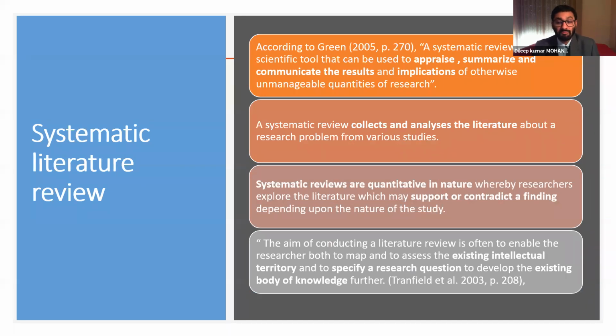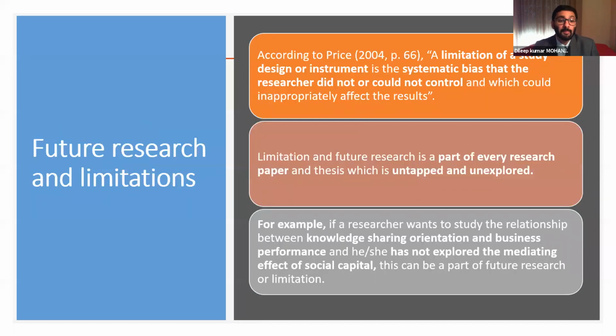So conducting a literature review often enables the researcher to both map and assess the existing intellectual territory, future research and limitations. You have to go to the limitation part of the research, where the existing research scholars could not catch up with some of the variables which are closely connected with the problem or the reality, because of time limitations, maybe sensitivity of the data, sensitivity of the respondents, all kinds of things. The past researchers won't be able to do that. And that area, you have to untap it, delimit it.